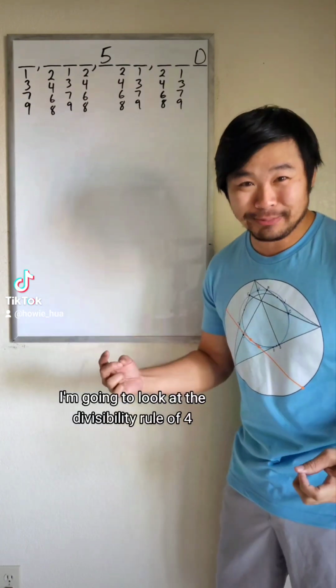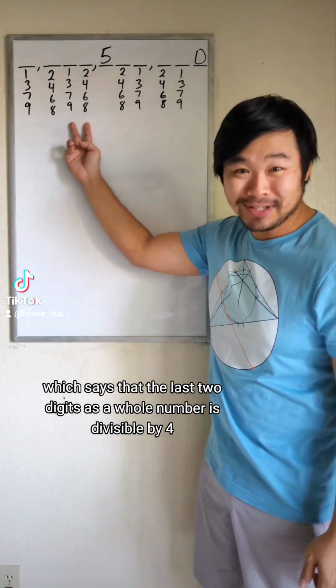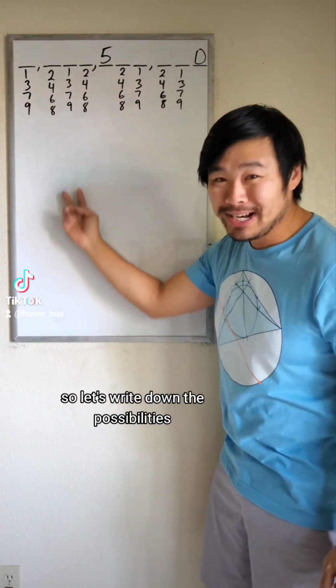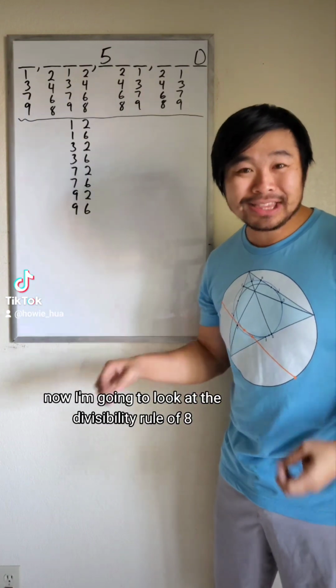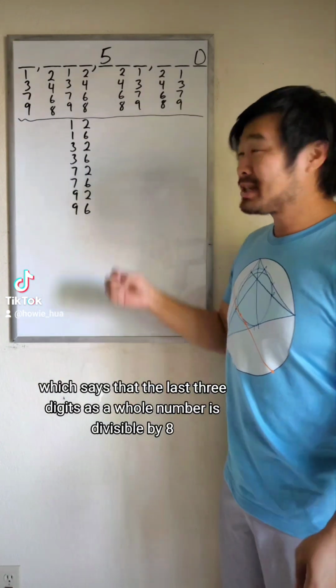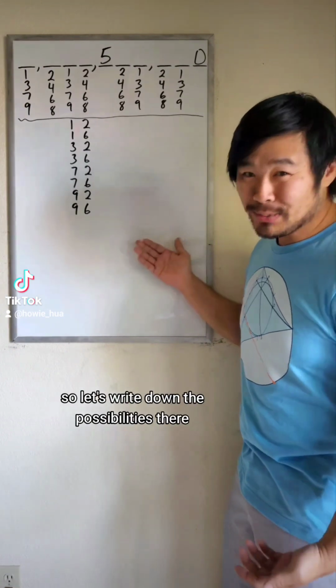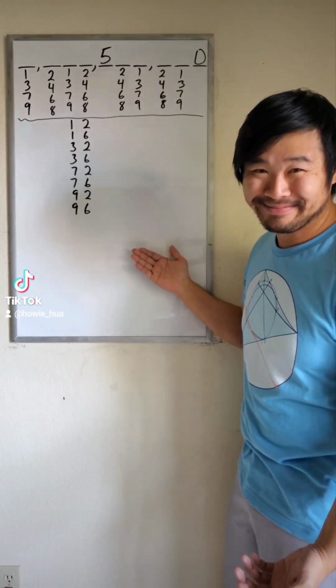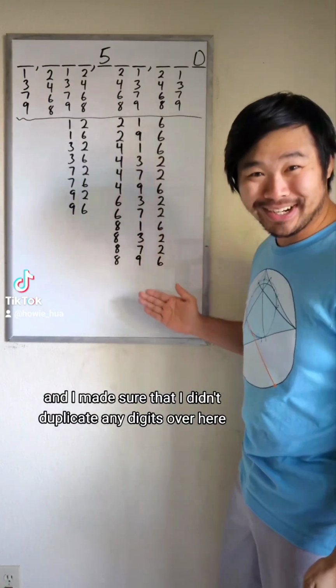I'm going to look at the divisibility rule of 4, which says that the last 2 digits as a whole number is divisible by 4. So let's write down the possibilities. And here they are. Now I'm going to look at the divisibility rule of 8, which says that the last 3 digits as a whole number is divisible by 8. So let's write down the possibilities there. And here they are. And I made sure that I didn't duplicate any digits over here.